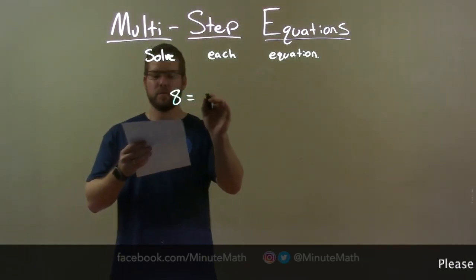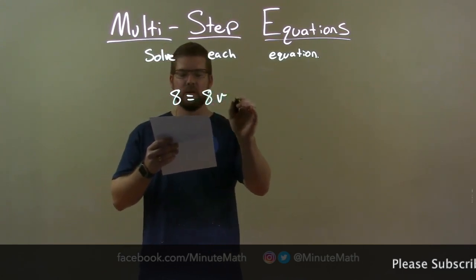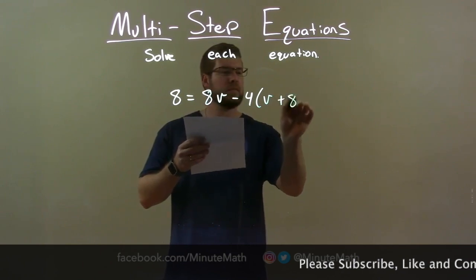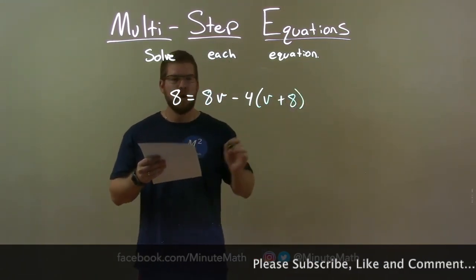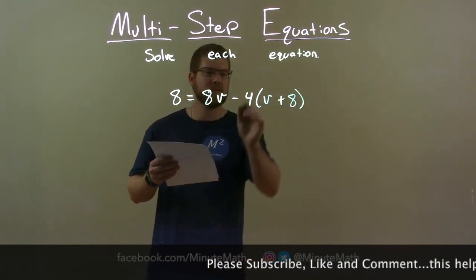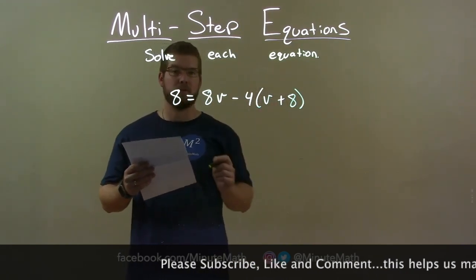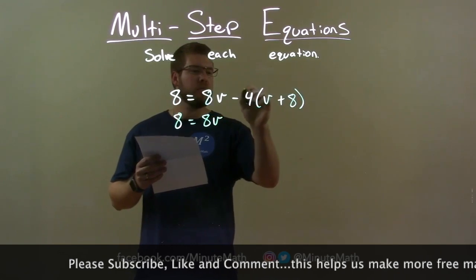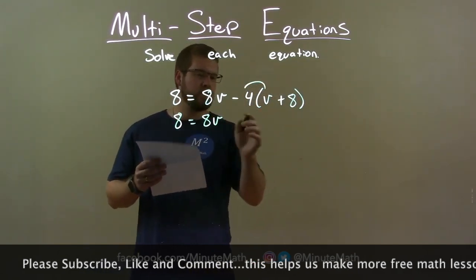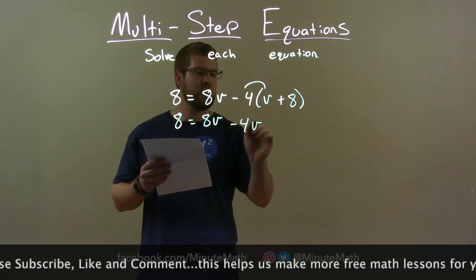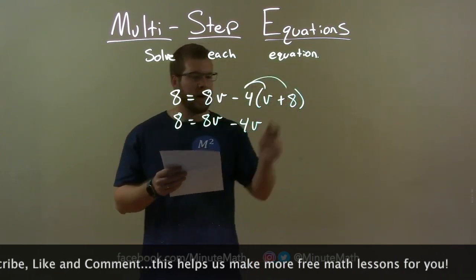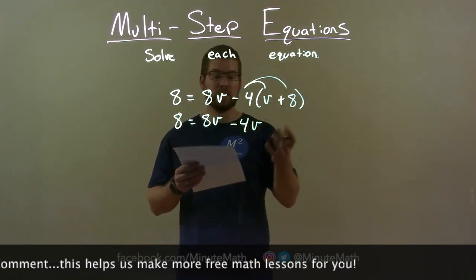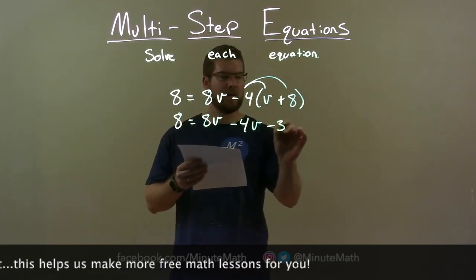8 equals 8v minus 4 times v plus 8. Alright? The first thing I do here is I'm actually going to distribute the negative 4 to both parts in the parentheses. So if 8 equals 8v, distribute the negative 4, the minus 4, so minus a 4v here, and then don't forget to bring the minus the next time around. Negative 4 times 8 is 32, and then it's negative, so we have minus a 32 here.